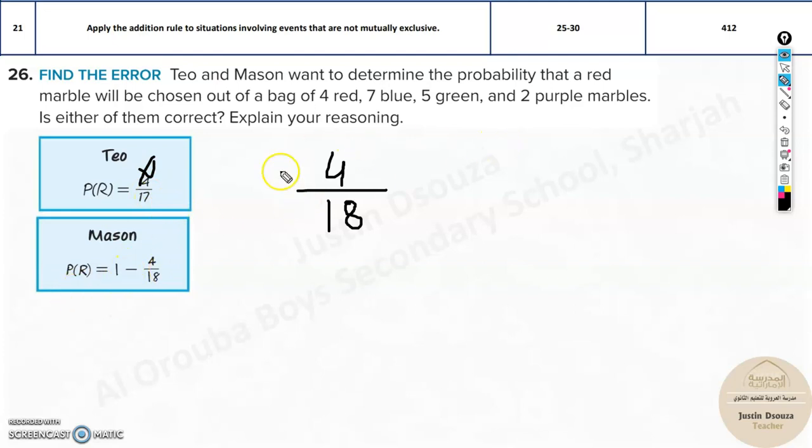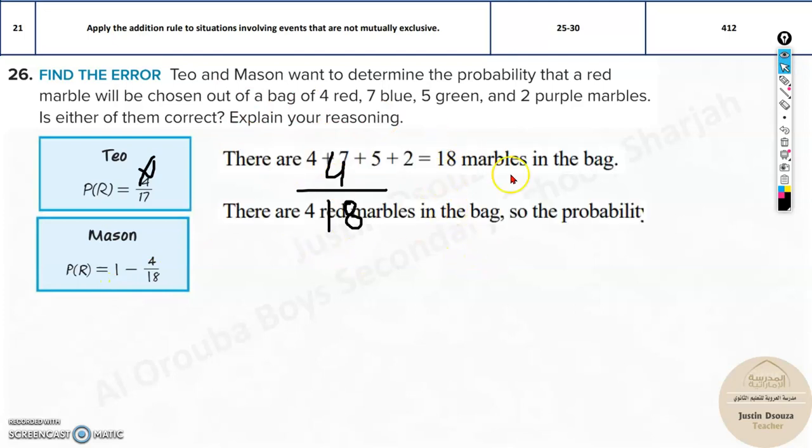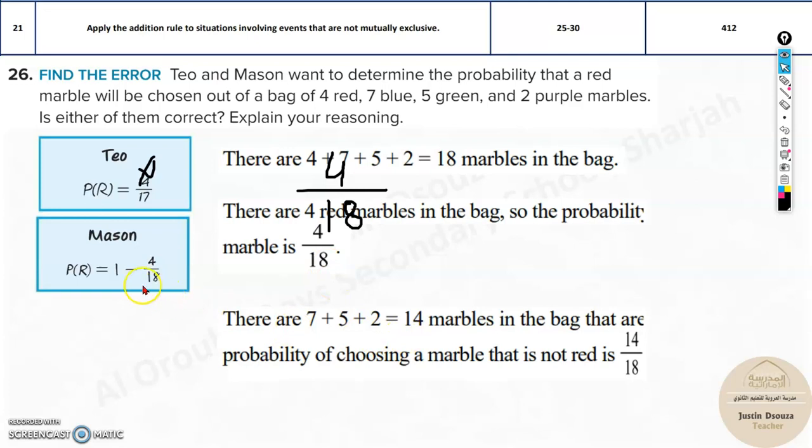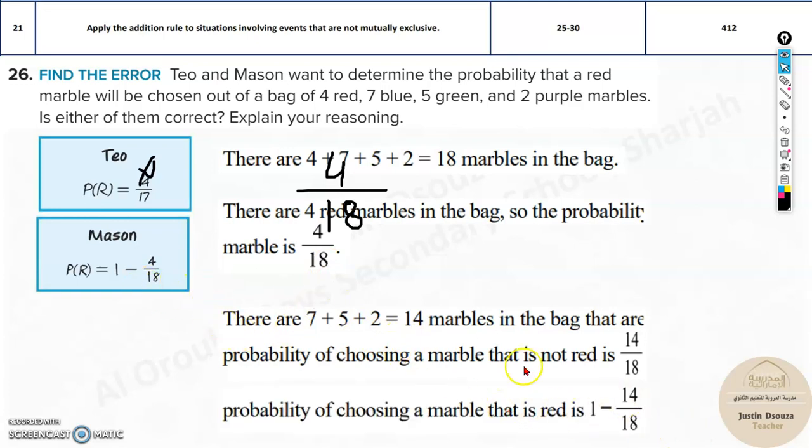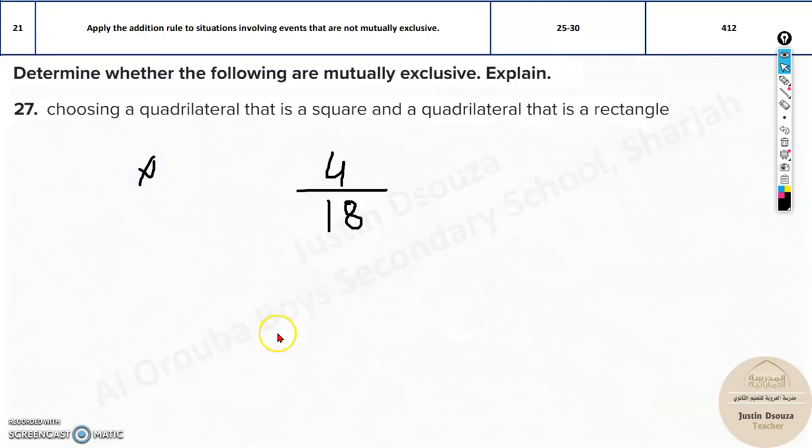And here, this is the probability of picking the red marble, isn't it? He has not picked a red marble. 1 minus means not that, right? So he has done that one. But the answer is 4 by 18. Okay, there are 18. So this is the answer, the probability of picking a red marble. But he has done over here 1 minus, that is choosing a marble that is not red. Basically, that is what he has done.